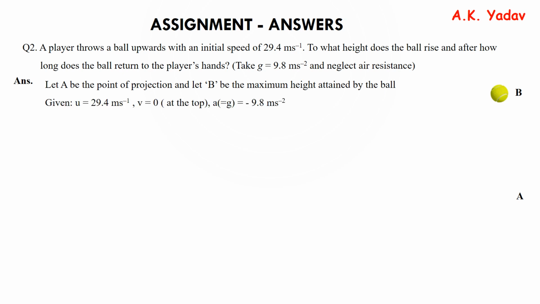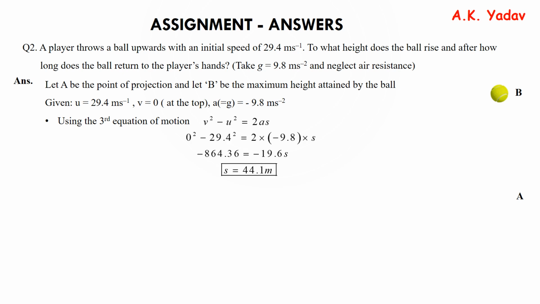So u is 29.4 meter per second, v is 0 at the top, a is minus 9.8 meter per second square. Let's use the third equation of motion, that is v square minus u square is equal to 2as. Let's put all the values, and on solving we get s is equal to 44.1 meter. That is, we have found the height to which the ball rises.